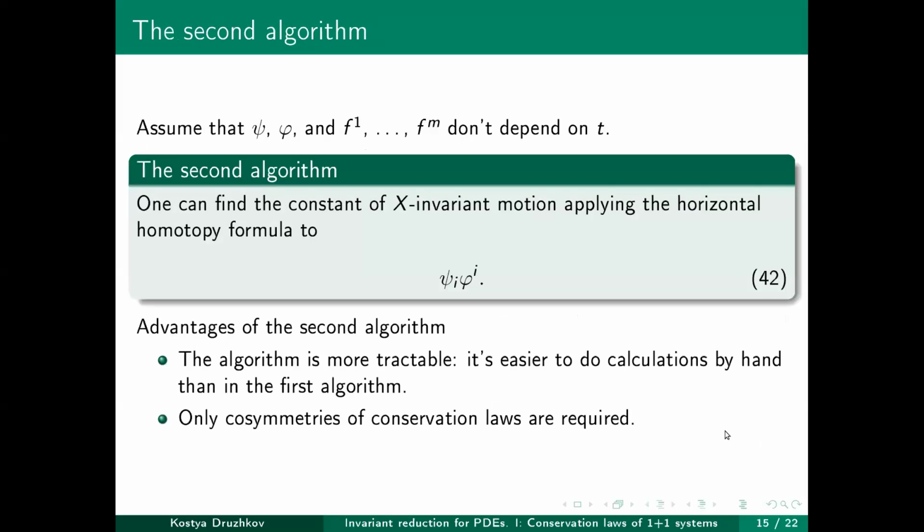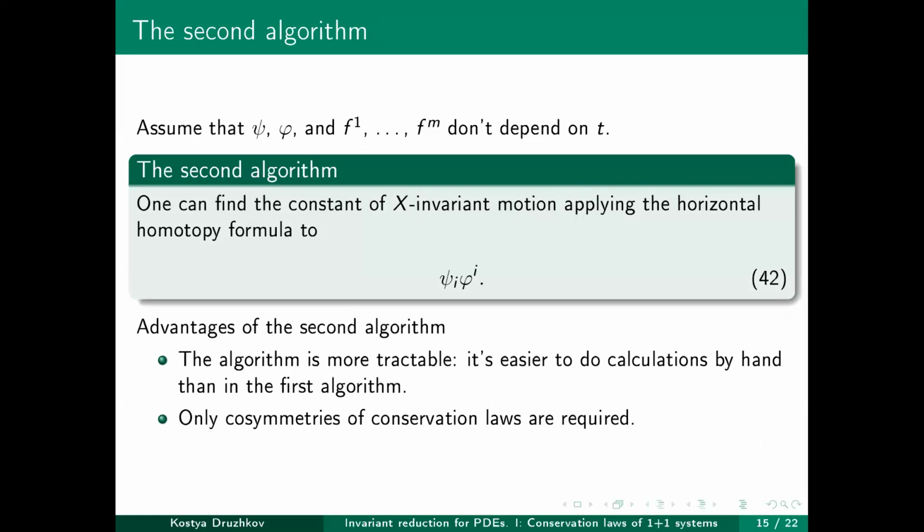So the second algorithm is based on the assumption that nothing depends on T. So our right-hand side doesn't depend on T. The characteristic of the symmetry doesn't depend on T, and the cosymmetry doesn't depend on T. Then we can use the second algorithm. One can find the constant of X invariant motion, applying the horizontal homotopy formula to the expression 42.